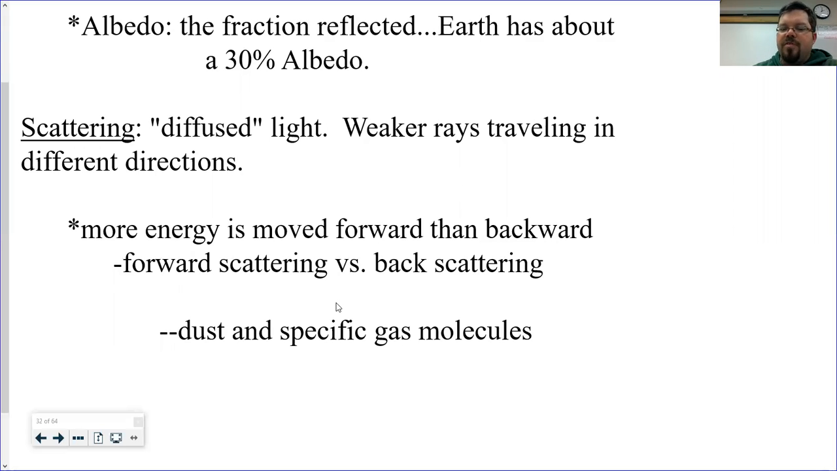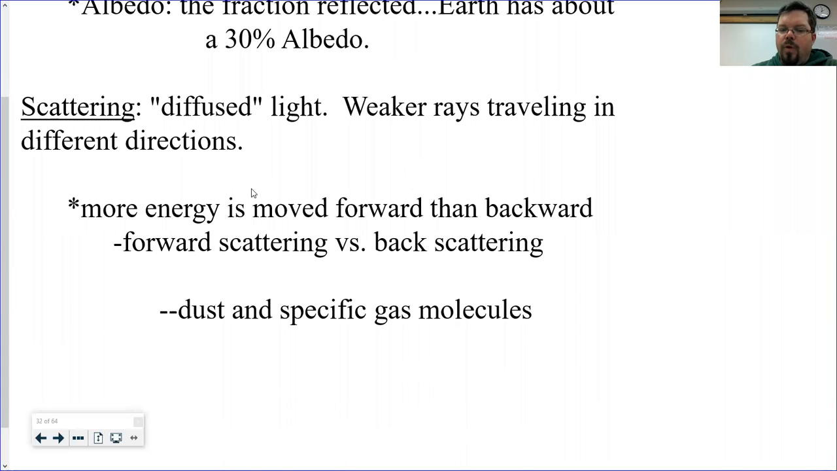There's this thing called forward scattering versus back scattering. When more energy is moved forward than backward, this would be considered forward scattering. The energy that's moved backwards is called back scattering, and back scattering is going to result in loss of energy off of our planet. Scattering, and even reflection, will be exhibited by the presence of specific gas molecules, dust, and different surfaces on our planet that cause these two fates of radiation to happen.